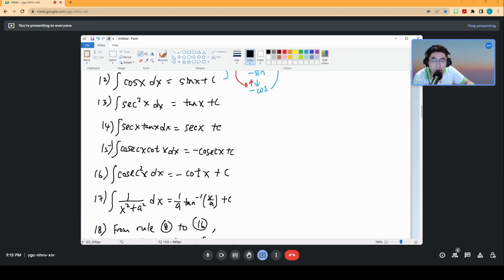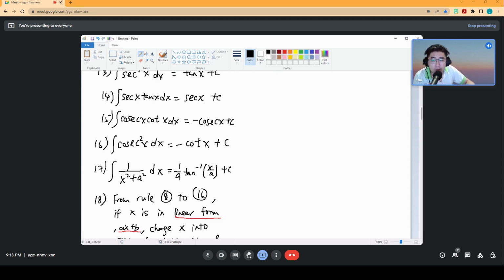Number 15, differentiation of cosecant goes to negative cosecant cotangent. Over here, integration of cosecant cotangent goes to negative cosecant. Number 16, differentiation of cotangent goes to negative cosecant squared. Over here, integration of cosecant squared goes to negative cotangent.